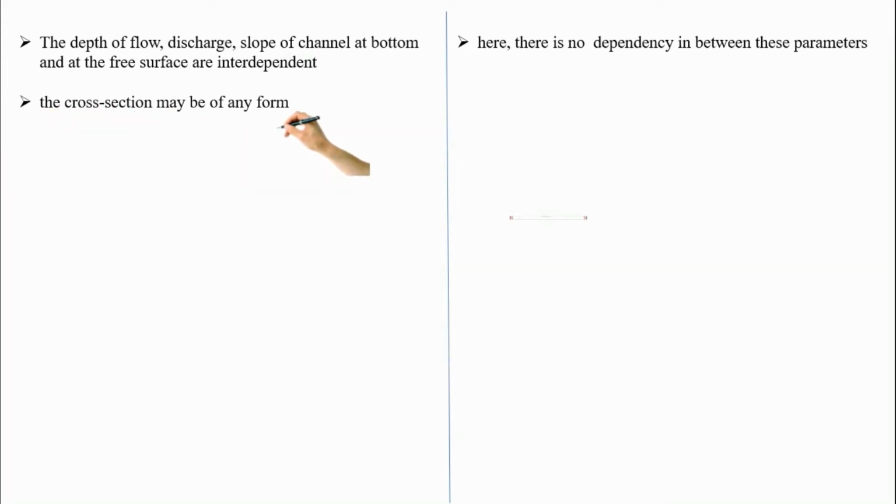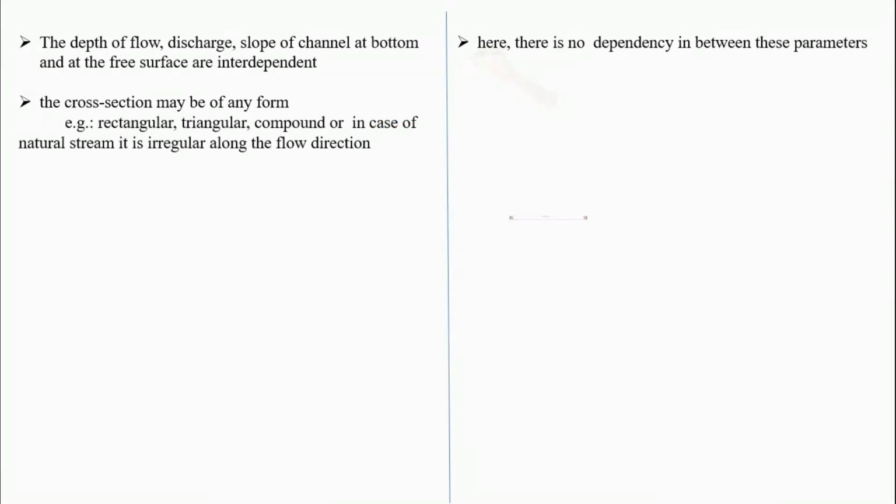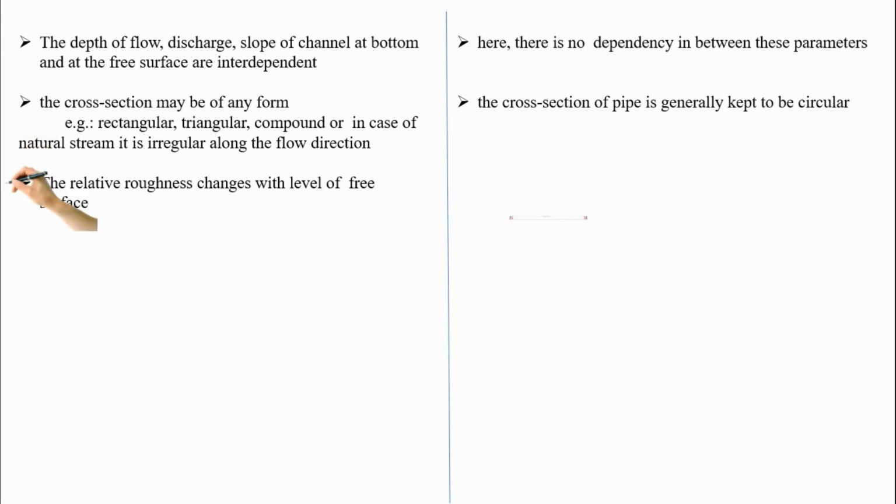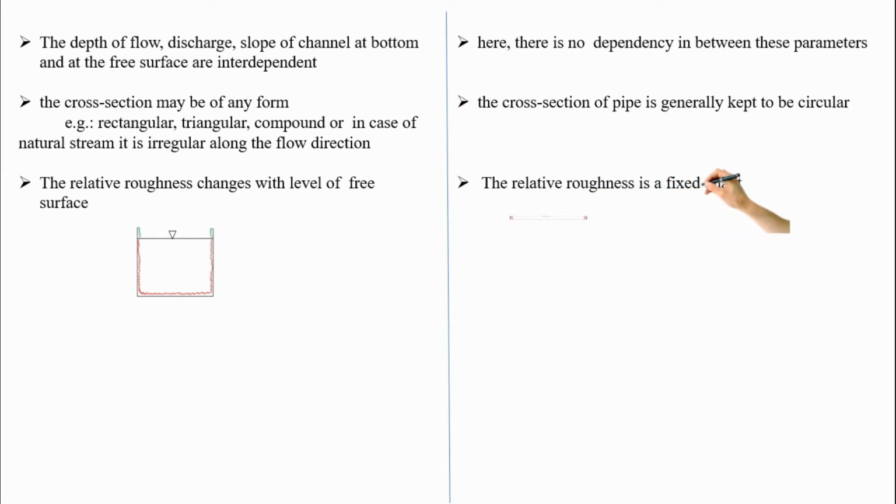The cross-section may be of any form, for example rectangular, triangular, compound, or, in the case of a natural stream, irregular along the flow direction. The cross-section of a pipe is generally kept circular. The relative roughness changes with the level of the free surface in open channel flow. The relative roughness is a fixed quantity in pipe flow.